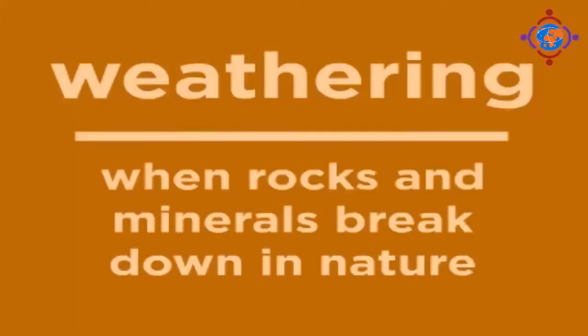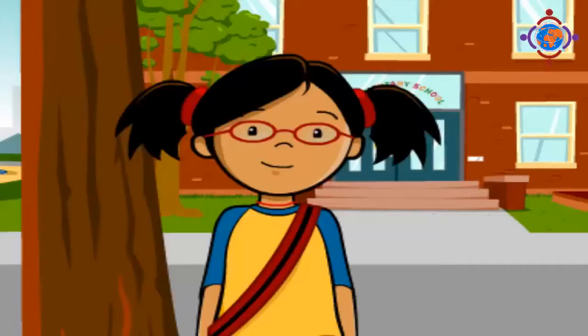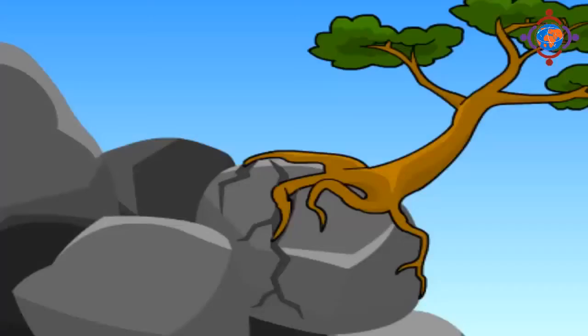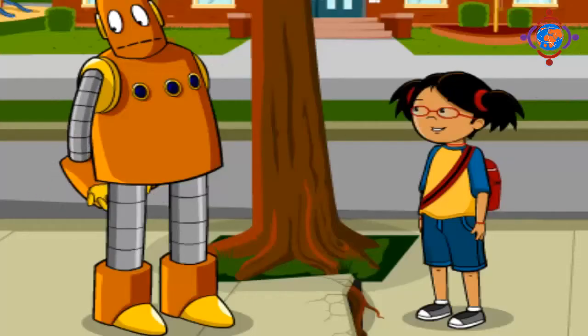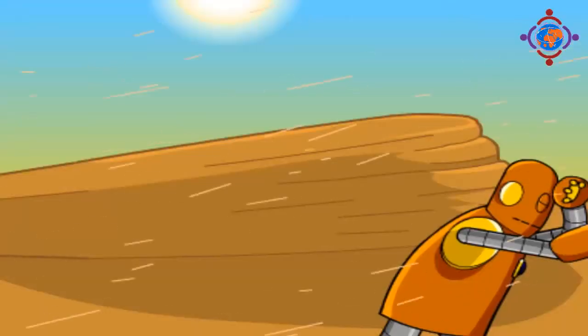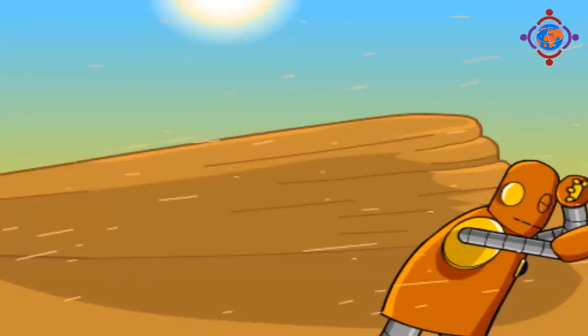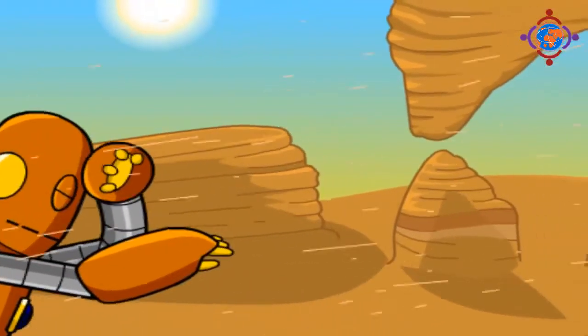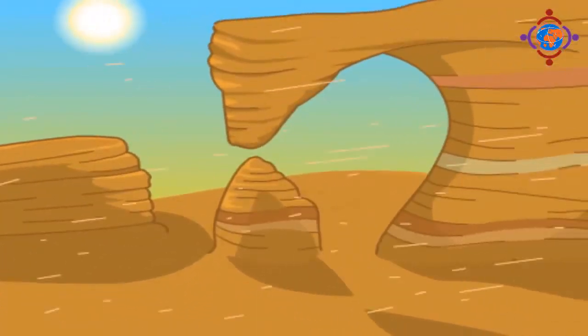Weathering happens when rocks and minerals break down in nature. Weathering can happen in different ways. Sometimes the roots of plants can grow into rocks and split them apart. That's what happened to the sidewalk. Weathering also happens when wind blows sand against rocks. Over thousands of years, the rocks break down and change shape.